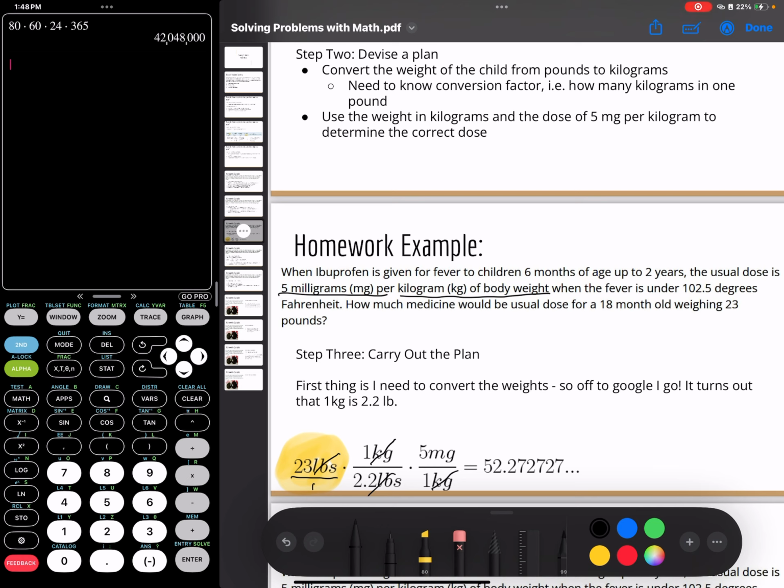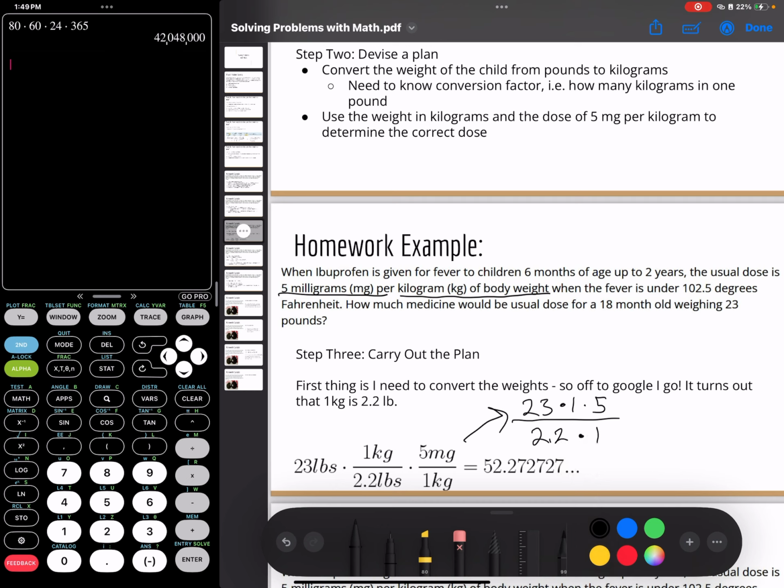Okay, so let's go ahead and do this calculation. I will show you how this works. Here's a cool trick that you can do with your calculator. All right, so I want you to watch this. This is going to be helpful for doing fractions, because if you look at how we want to set this fraction up, we want this to be 23 times 1 times 5, all divided by 2.2 times 1.